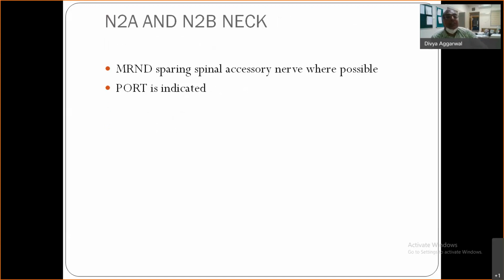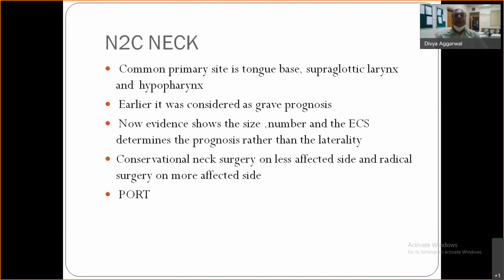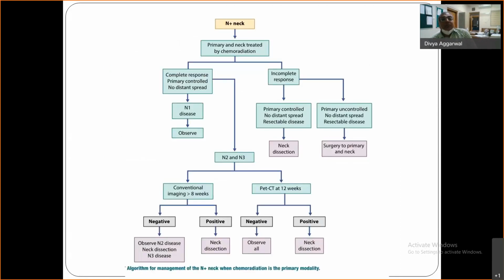MRND sparing level 2B where possible, and 2C is common. The primary site is the tongue base, supraglottic larynx, and the hypopharynx. Earlier it was considered a grave prognosis. Now evidence shows that the size, number, and extracapsular spread of nodes determine the prognosis rather than the laterality. So conservative neck surgery on the less affected side and radical surgery on the more affected side is the option.